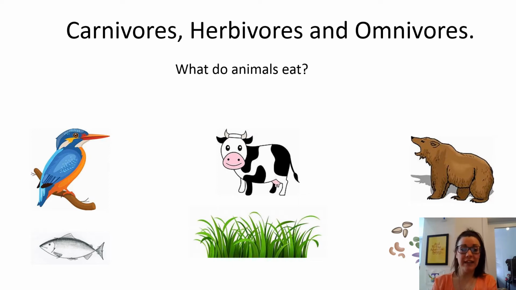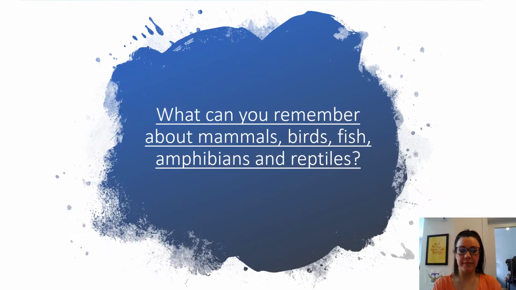Today we're going to be having a look at what different animals eat, and we're going to be putting them into different groups depending on what they eat. These groups are called carnivores, herbivores and omnivores.